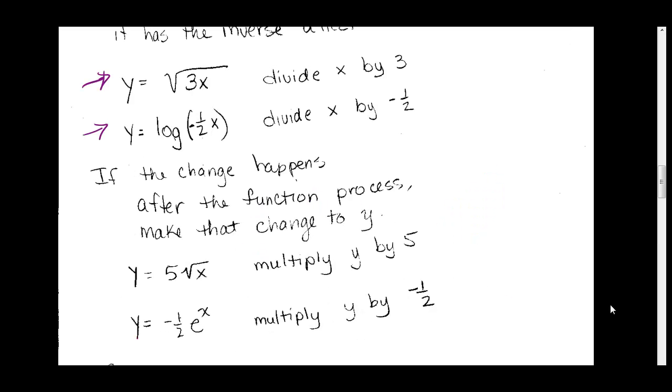If the change happens after the function process, make that change to y. If we have y equals 5 square root of x, we're going to multiply y by 5 because square root of x is the old y. We just changed the old y by multiplying by 5. If we have y equals negative 1/2 e to the x, e to the x would have been the old y, and we just multiply the old y by negative 1/2. You don't need separate rules for negative multipliers.